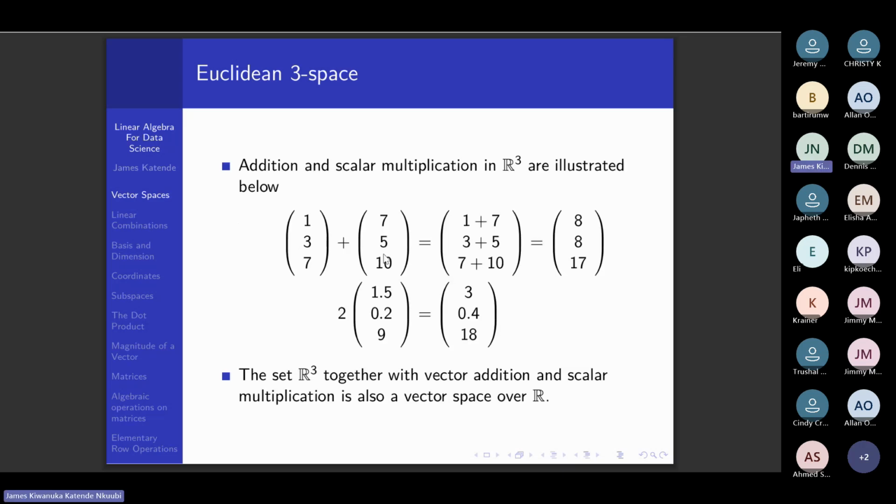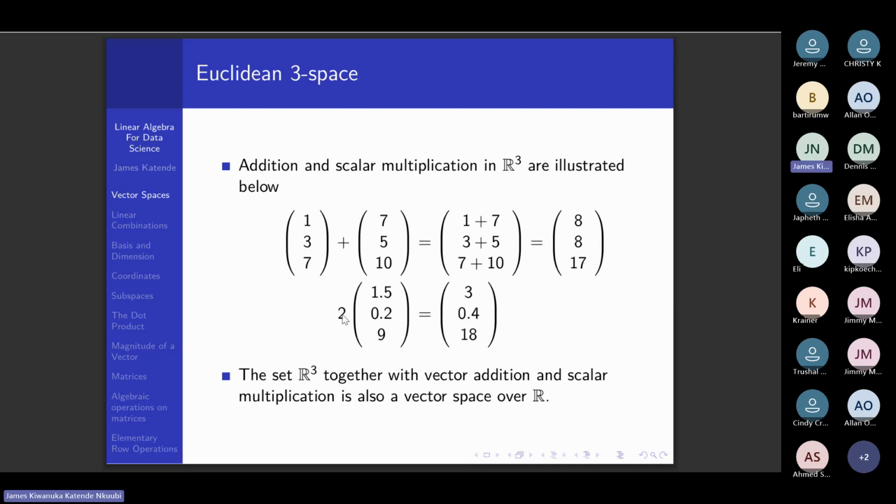So here are some examples of vectors in R3. So in R3, again, you can extend addition and scalar multiplication as follows. You simply add vectors by adding components in the corresponding positions. So 1, 3, 7, and 7, 5, 10. If you add those two vectors, the corresponding values for the first slot are 1 plus 7, which is 8, 3 plus 5 for the second one, which is also 8, and 7 plus 10 for the third one, which is 17.